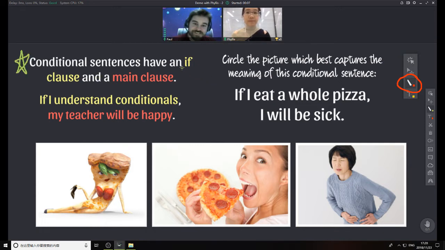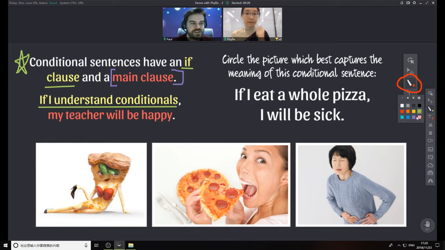First, let's review. What is a conditional sentence? They have two things. They have an if clause here, and let me change colors for this, and a main clause. So, for example, this sentence has an if clause, if I understand conditionals, and a main clause, my teacher will be happy. So it's something that's possible if something was different.